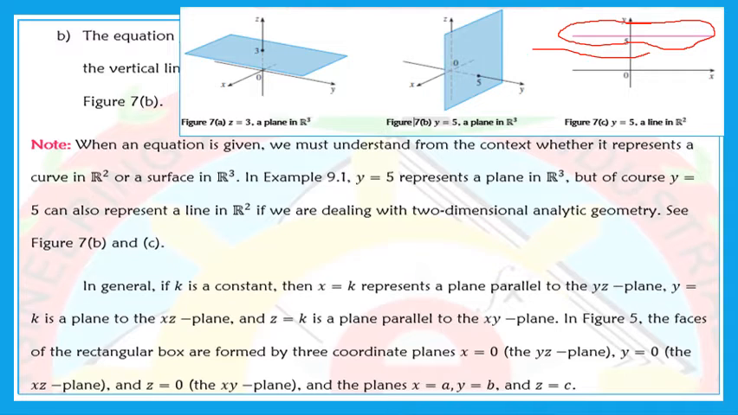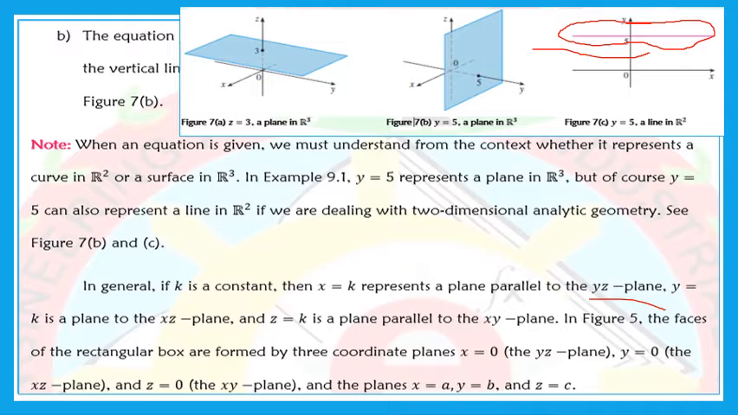3D, three-dimensional. Kaya nga siya tinawag na three-dimensional. Okay. So, in general, if k is a constant, then x equals k represents a plane parallel to the yz plane. y equals k is a plane parallel to the xz plane, and z equals k is a plane parallel to the xy plane. Kung yz plane, x is equal to k, parallel siya dito sa yz plane.